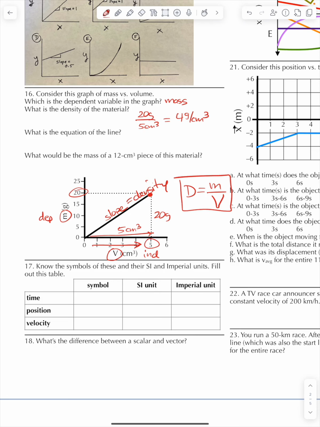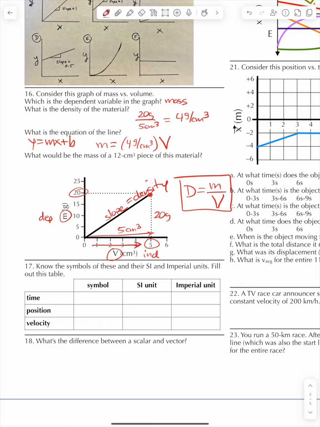Now, the equation for the line, of course, is y equals mx plus b. I don't need to explain that to you. But let's go ahead and write it in terms of what y and x and m are. So y represents the mass. The slope is, I'll go ahead and put the unit in, 4 grams per cubic centimeter. X represents the volume. And what's the y-intercept? 0. So we could just leave it like that.